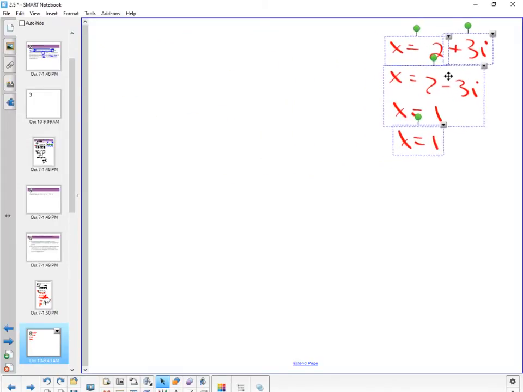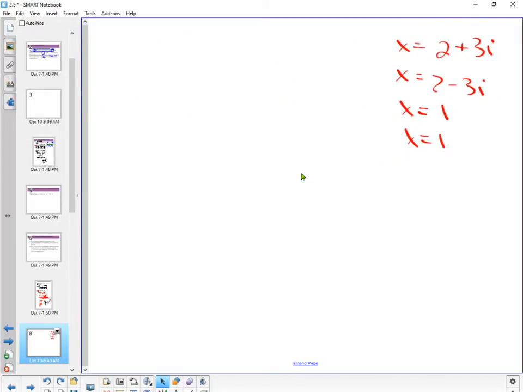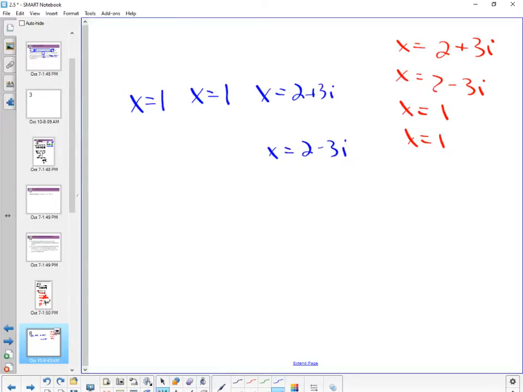Okay. So here's what I know, and you're going to get these type of problems. These are all the zeros. Produce for me the original polynomial. Where did it come from? I know that x equals 1, x equals 1, x equals 2 plus 3i, and x equals 2 minus 3i, correct? Minus 1, minus 1. That means that x minus 1 equals 0.